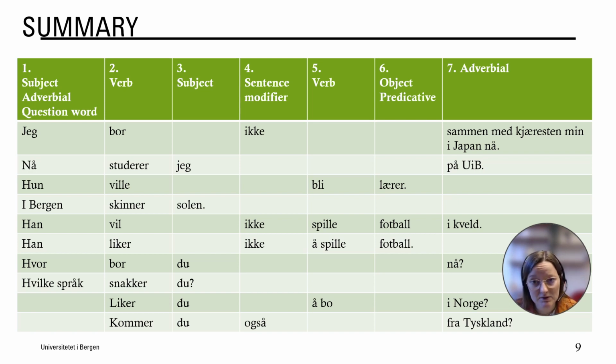The sixth element is the position of the object or the predicative. And the last element, that's the position of adverbials. Adverbials of manner usually come before adverbials of place, which come before adverbials of time. Jeg bor ikke sammen med kjæresten min i Japan nå, for example.